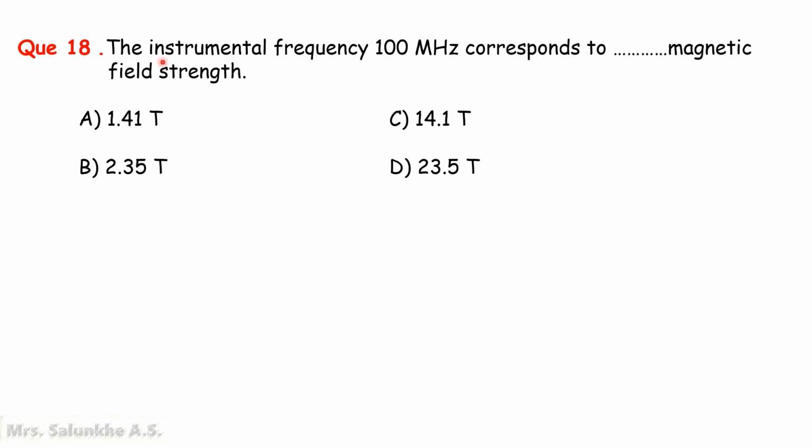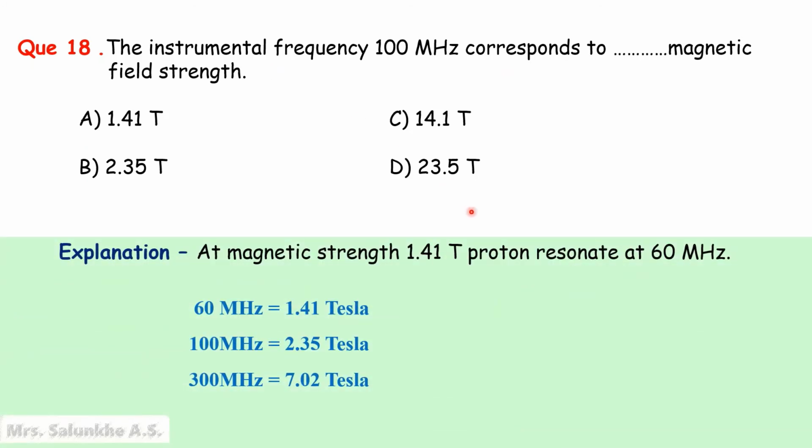Question 18. The instrumental frequency of 100 MHz corresponds to dash magnetic field strength. We know that for 60 MHz spectra the magnetic field strength is kept at 1.41 Tesla. This is because at this magnetic field strength the proton comes under resonance. That is, at magnetic field strength 1.41 Tesla, the proton resonates at 60 MHz. Its resonance frequency is 60 MHz. And as 60 MHz corresponds to 1.41 Tesla, therefore 100 MHz corresponds to 2.35 Tesla.